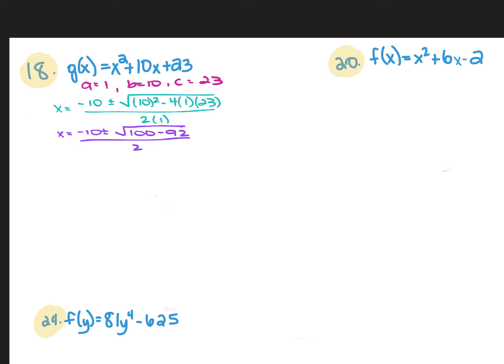That 100 minus 92 is 8, so that's x is equal to negative 10 plus or minus the square root of 8 all over 2. That square root of 8 can simplify. Your 8 is 2 and 4. 4 is 2 and 2. So your two 2's pair up. This then gets written as x is equal to negative 10 plus or minus 2 square root 2 all over 2.